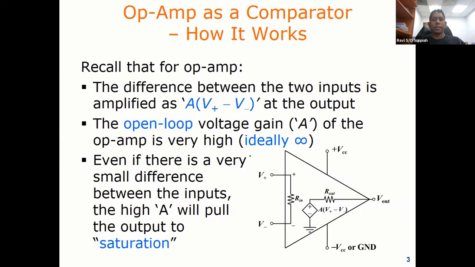So we're amplifying the difference, but even though the difference is very small, the gain is very, very high. Ideally we say it's infinity, but if you look at the data sheet, maybe they'll say 10 to the power of 5, 10 to the power of 7 or so on. It's a very, very high gain, which means a small difference between the voltages at the plus and minus will automatically cause the output to saturate.